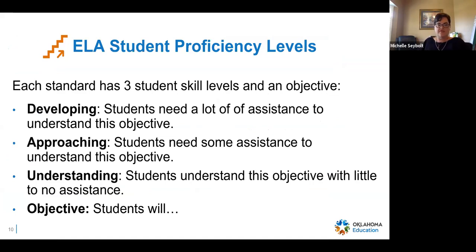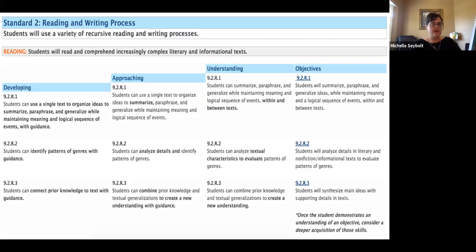The next section of the frameworks is the ELA student proficiency levels. There are 3 student skill levels and an objective: developing, approaching, and understanding. It is important to note that understanding and the objective match each other. So when we look at standard 2, we can see that this is, again, a 9th grade standard with 3 objectives, and we see that because the number begins with a 9. We see the developing, approaching, understanding, and then the objective.